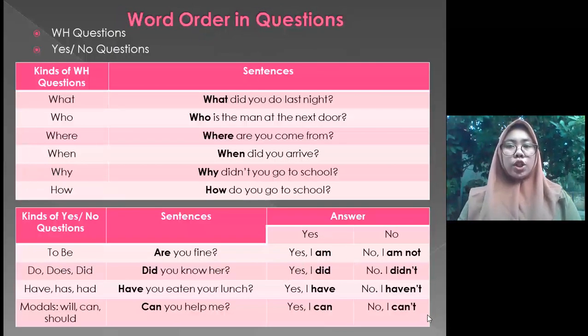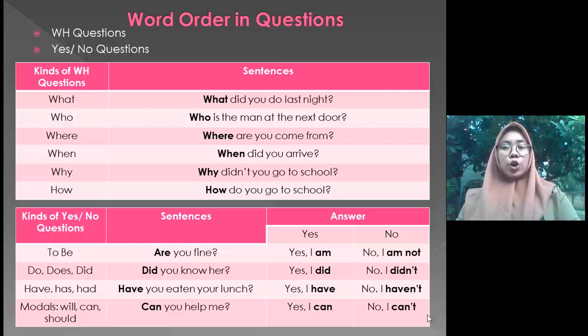The next one is the word order in the question. As we know, related to the word order in the question, there are two forms. The first is WH question, and the second one is yes or no question. Let's see the first one, WH question. A lot of us have understood this; in Indonesia we say 5W1H. What, who, where, when, why, how. Actually more than this. There is also which, whose, whom, and etc.